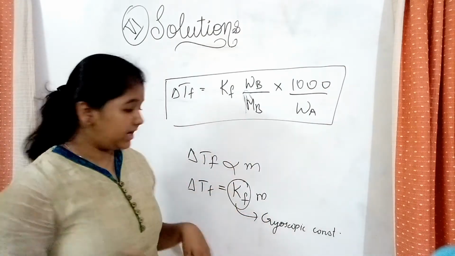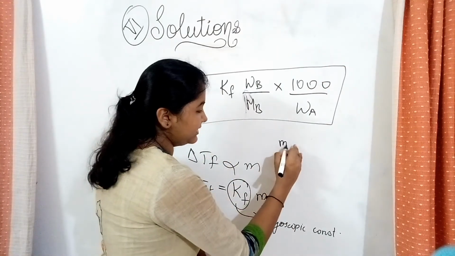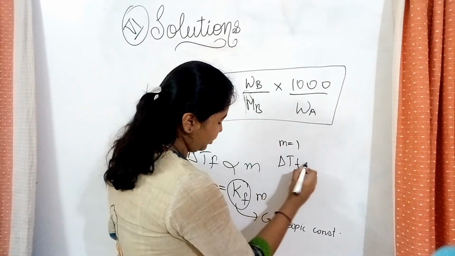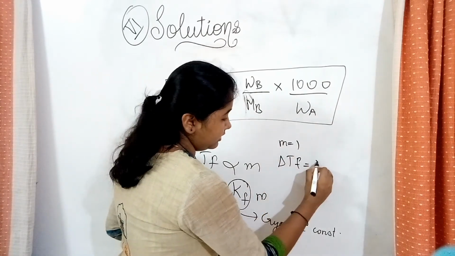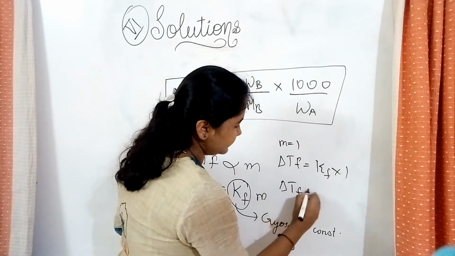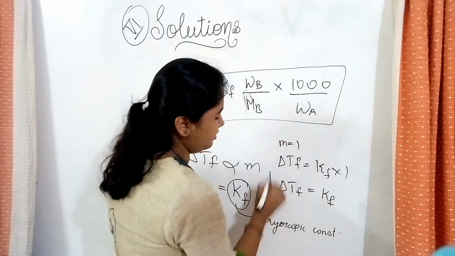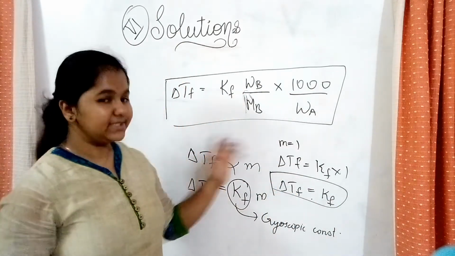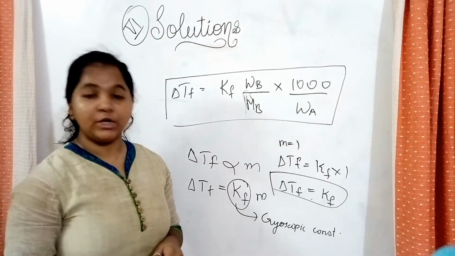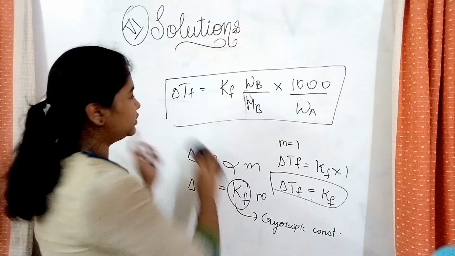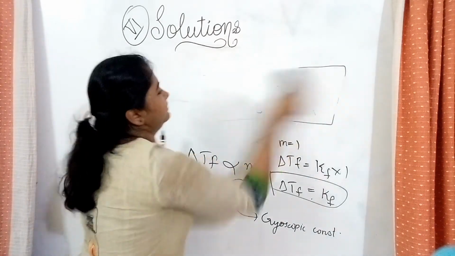Over here, if the molarity is equal to 1, what would happen? Delta T_F would be equal to K_F into 1, that is, delta T_F is equal to K_F. Now we are finished with this property. The next colligative property that we have to learn is osmotic pressure. So let us see what osmotic pressure is.